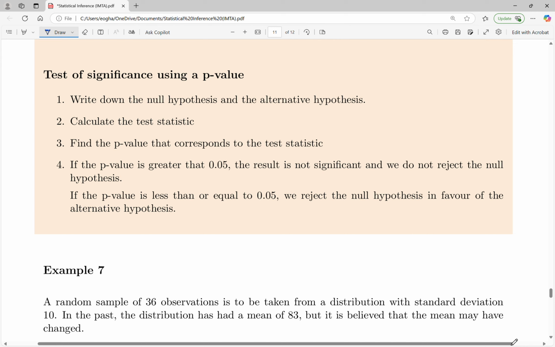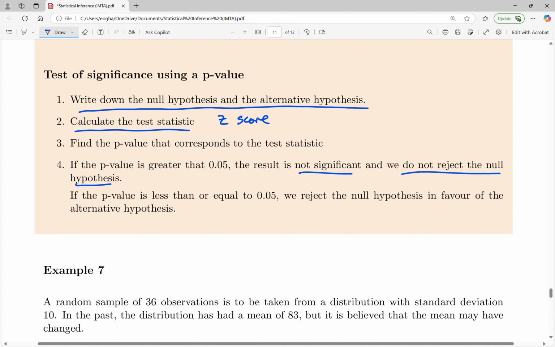So what do we do to get the p-value? We write down the null hypothesis and the alternate hypothesis. We calculate the test statistic, which is your z-score. We find the p-value that corresponds to this test statistic. If the p-value is greater than 0.05, the result is not significant, and we do not reject the null hypothesis. But if it is less than or equal to 0.05, we reject the null hypothesis in favor of the alternate hypothesis.